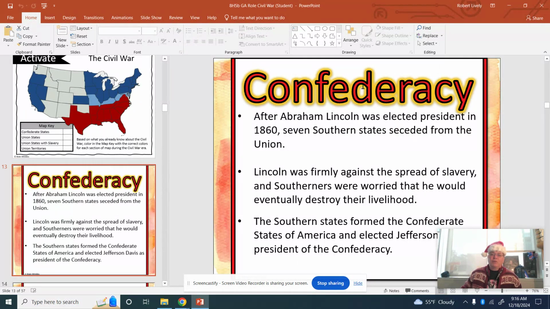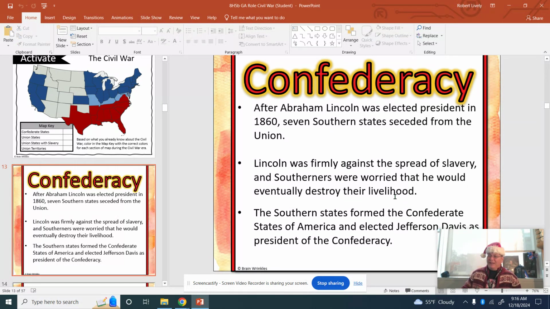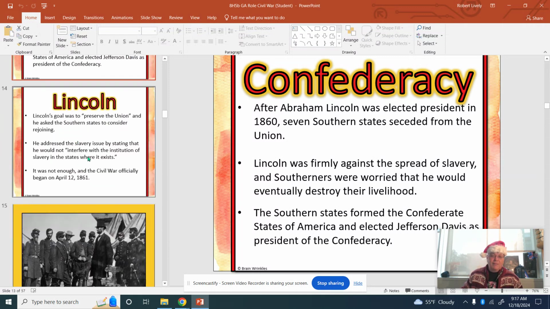All right, so let's move on to the Confederacy. After Abraham Lincoln was elected president in 1860, 7 Southern states seceded from the Union. Lincoln was firmly against the spread of slavery, and Southerners were worried that he would eventually destroy their livelihood. The Southern states formed the Confederate States of America and elected Jefferson Davis as president of the Confederacy. So Lincoln's elected in November. Come December 20th, South Carolina becomes the first state to secede or leave the Union, no longer wants to be a state. They want to create their own country. That country would be called the Confederate States of America.